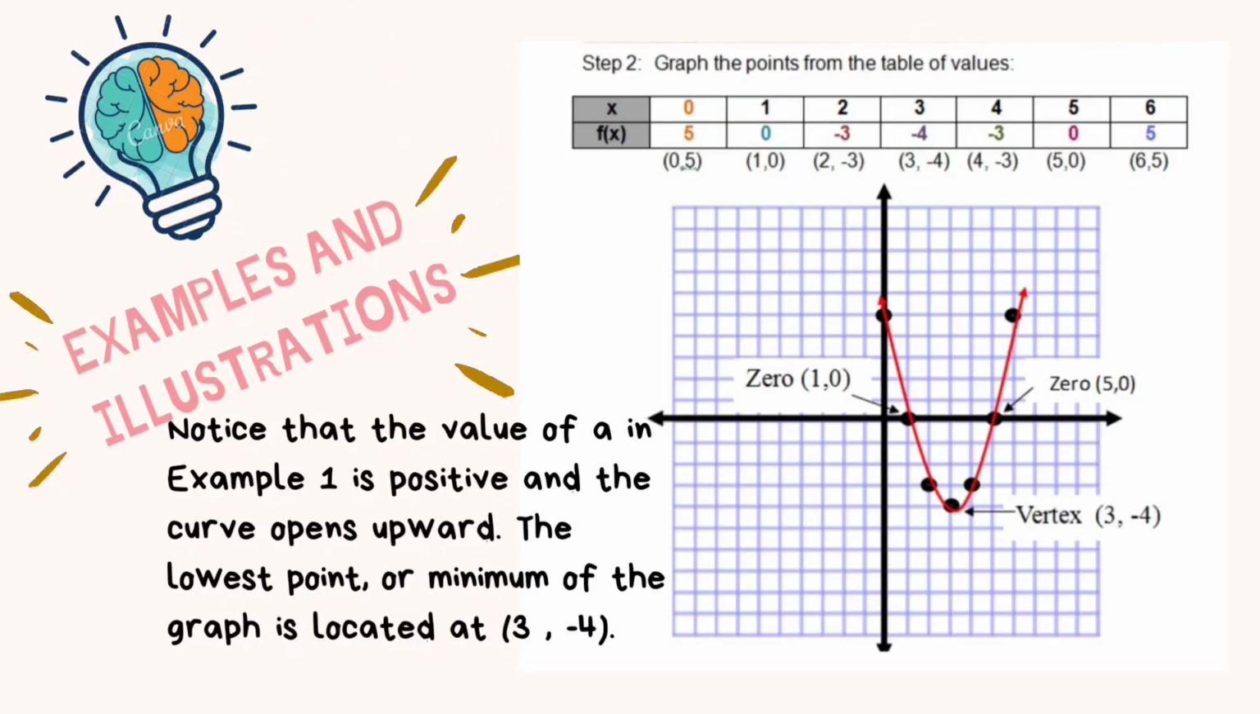Next step is to graph the points from the table of values. As you can see, the graphical representation of the given quadratic function f of x equals x squared minus 6x plus 5 is a U-shaped curve that opens upward.